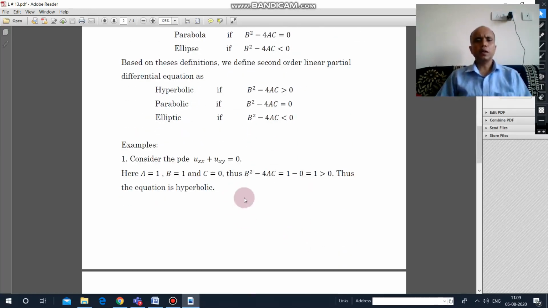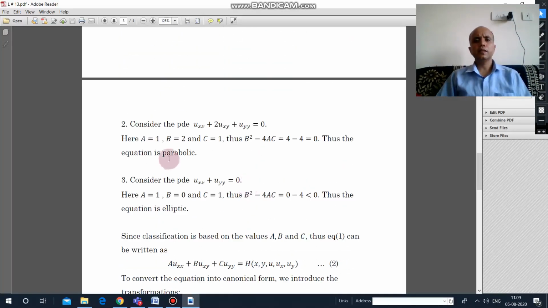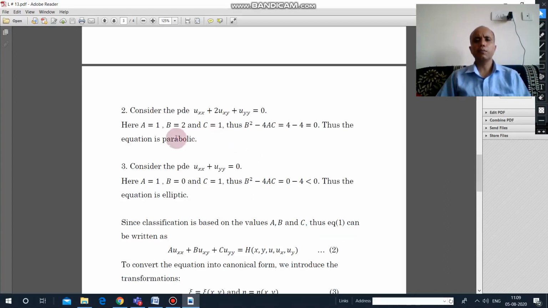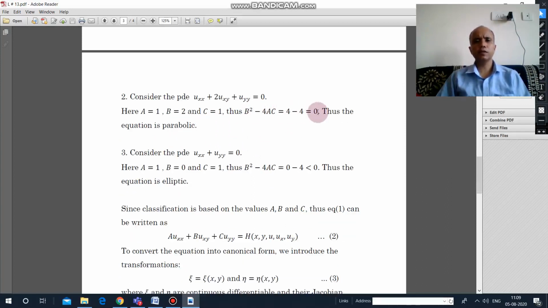Look at this first one. Compare this with the standard form. You will get a equal to 1, b equal to 1, c equal to 0, and this b square minus 4ac is greater than 0. Thus this is hyperbolic, and look at the second one, this is parabolic because b square minus 4ac is 0. Last one is elliptic because this b square minus 4ac is less than 0. So this is the first part.